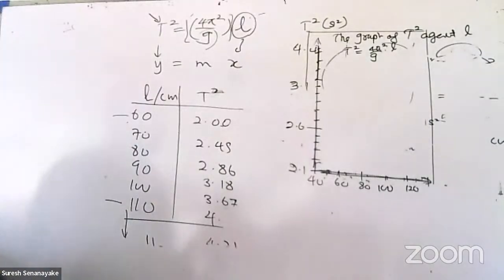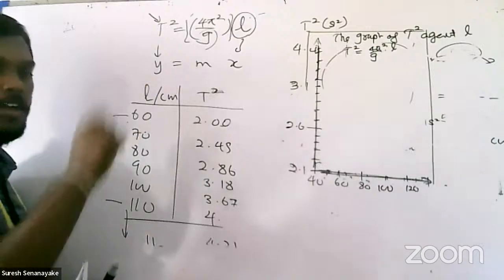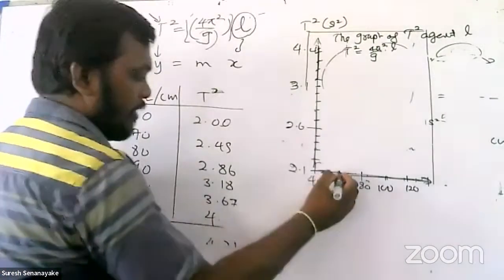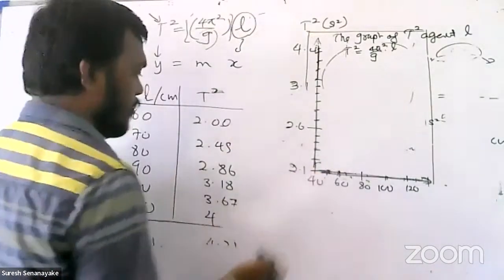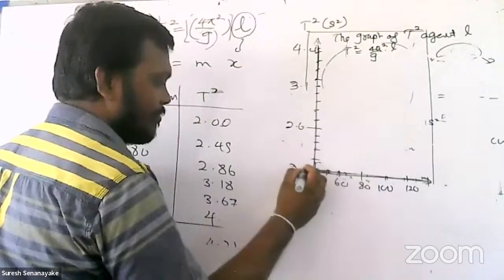Then you need to plot the graph, draw the graph line, right? When you draw the graph line, you need to mark the points there. That's 60, you can select the 60 there, and 2. I'm choosing 2.1 as a 2, right?